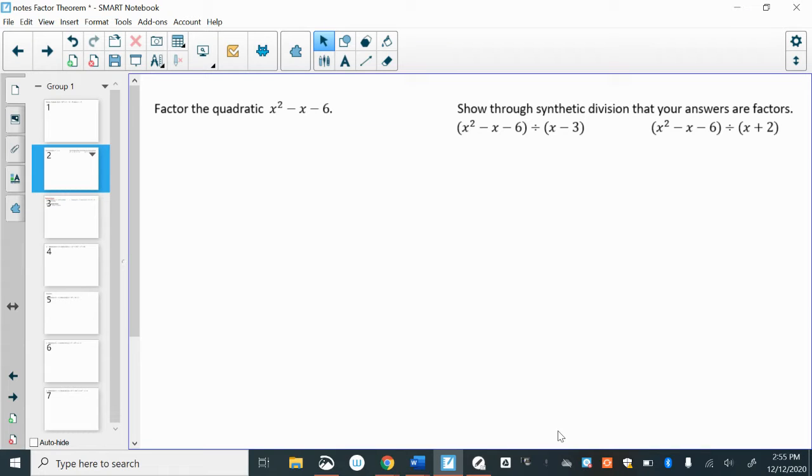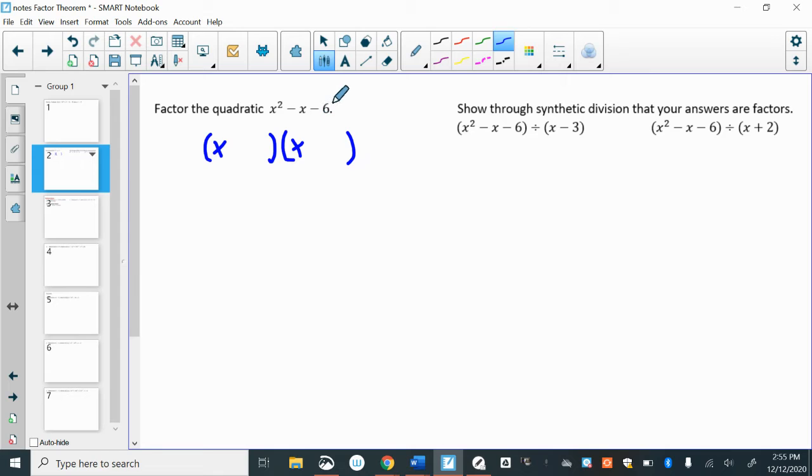All right, guys, so today we're going to start learning about the factor theorem. And let's just go back to basically factoring a quadratic. We did this a few sections back. Reading it backwards, we have x and x. We're looking for two numbers that multiply to be 6 and subtract to be 1. That'd be 3 and 2.